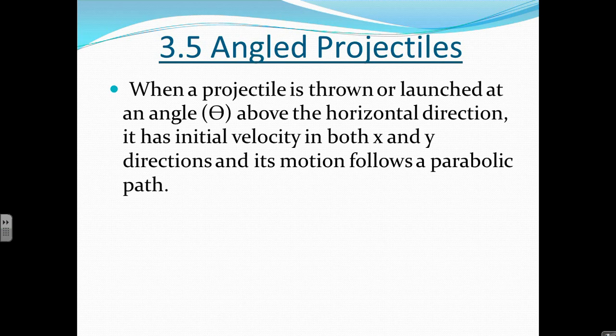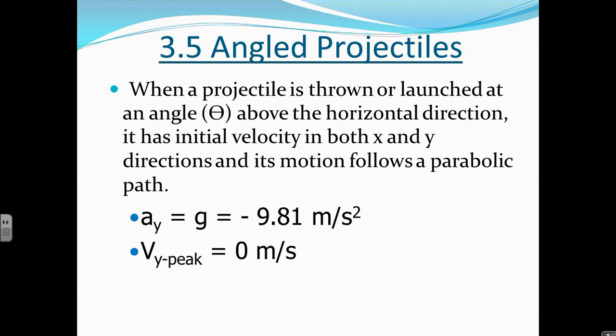When a projectile is thrown or launched at an angle above the horizontal direction, its initial velocity has both an x and y component. Its motion then will follow a parabolic path. There are a few things that are always constant when we talk about an angled projectile. The first is acceleration in the vertical direction. It is always 9.81 meters per second squared directed downwards.